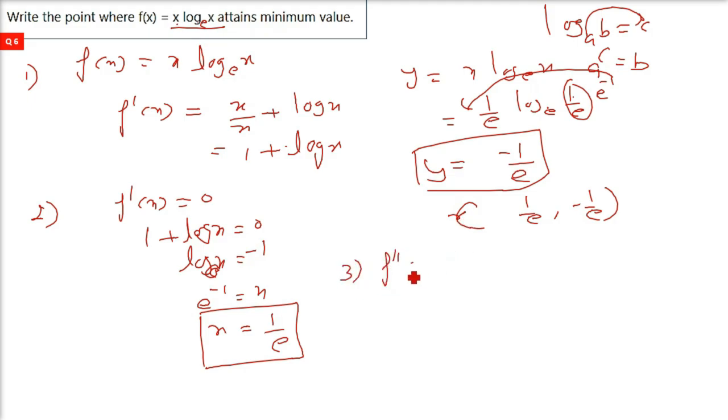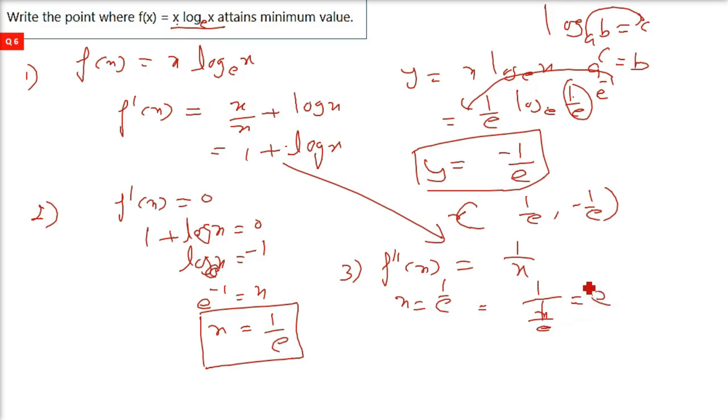But the double differentiation is also mandatory, because minimum can be confirmed only by that. 1 plus log x differentiation is 1 by x. So x is equal to what? It's 1 by e, so 1 by x goes up. x is equal to e. e is a constant value. It's 2.7 something value. So it is greater than 0. Greater than 0 means you are going to get a minimum value. So this is the minimum value for you at 1 by e and negative 1 by e.